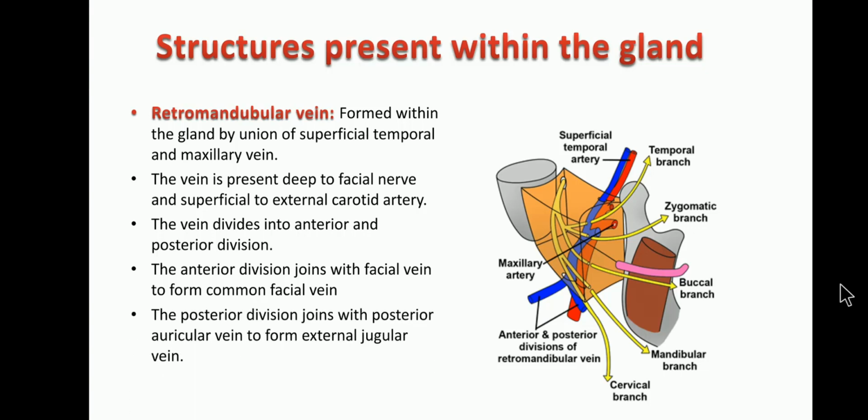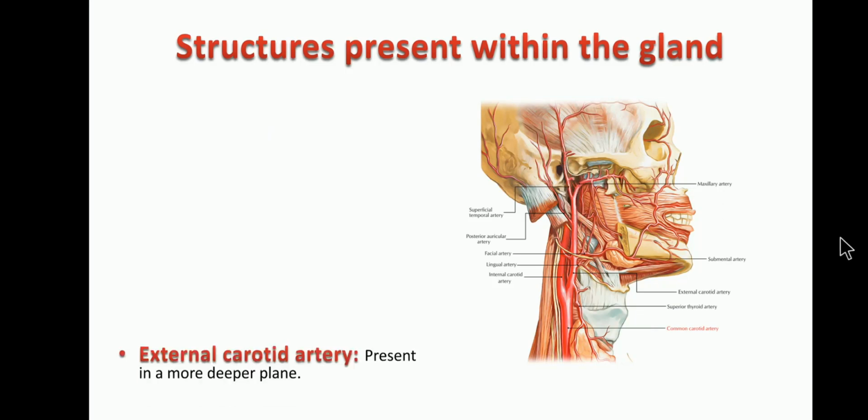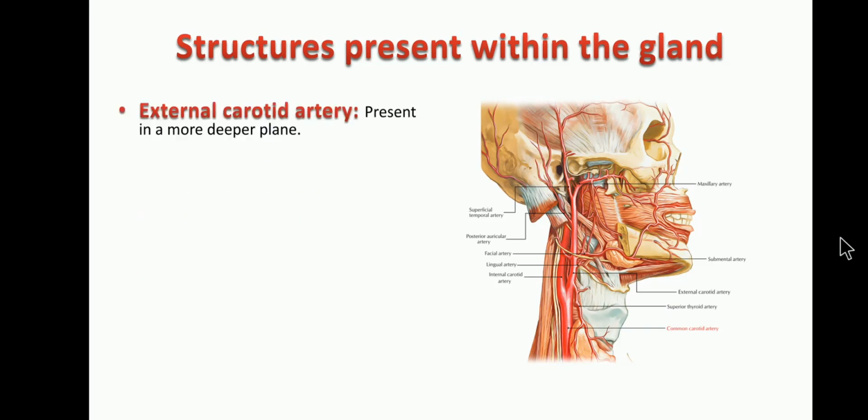In a more deeper plane is the external carotid artery, which divides into two terminal branches, the maxillary artery and the superficial temporal artery.